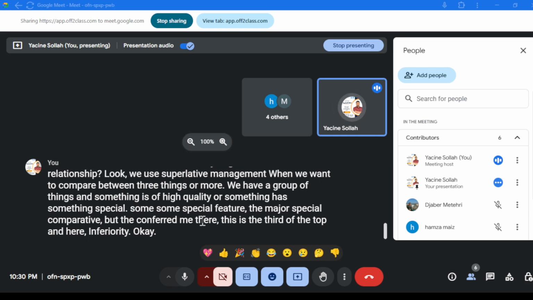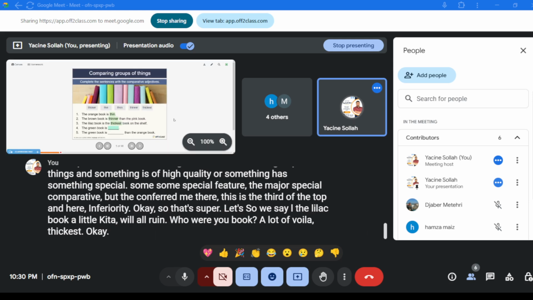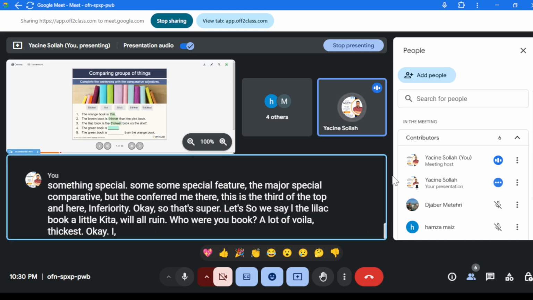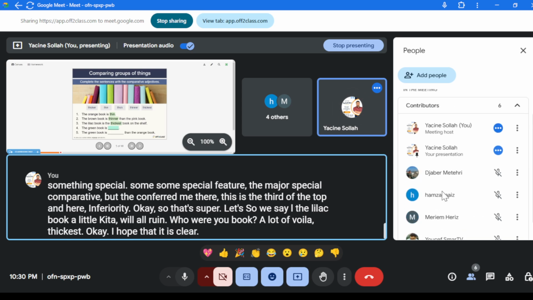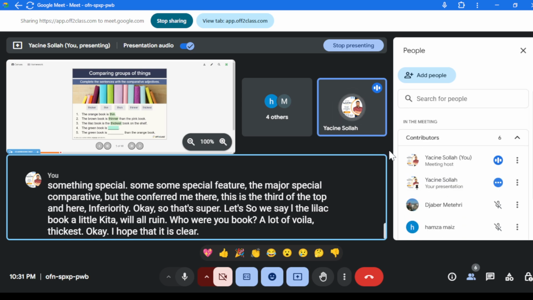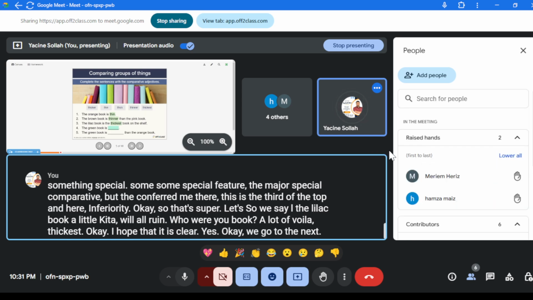So we say the lilac book, الكتاب الأرجواني, هو الأضخم ولا الأغلظ ولا المهم book على الرف. Voilà, thickest. Okay. I hope that it is clear. Yes. Okay, we go to the next one.